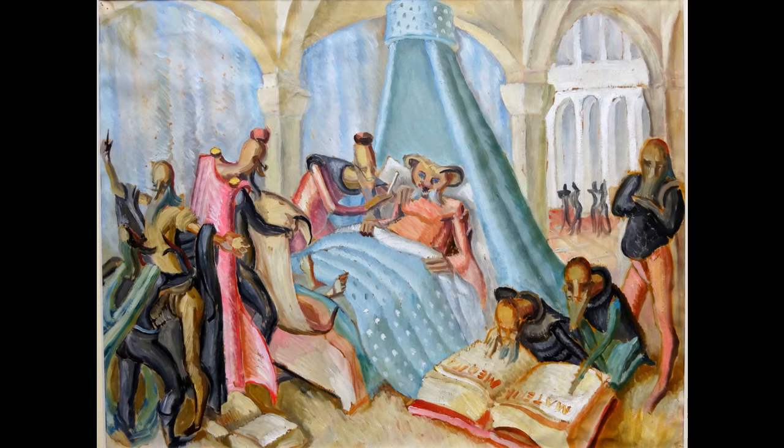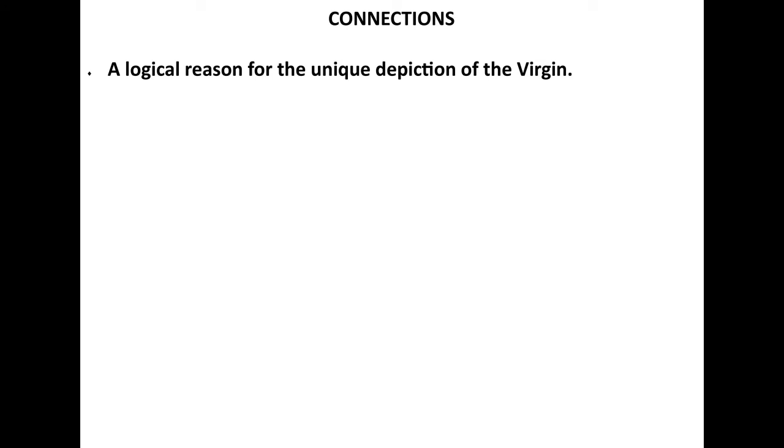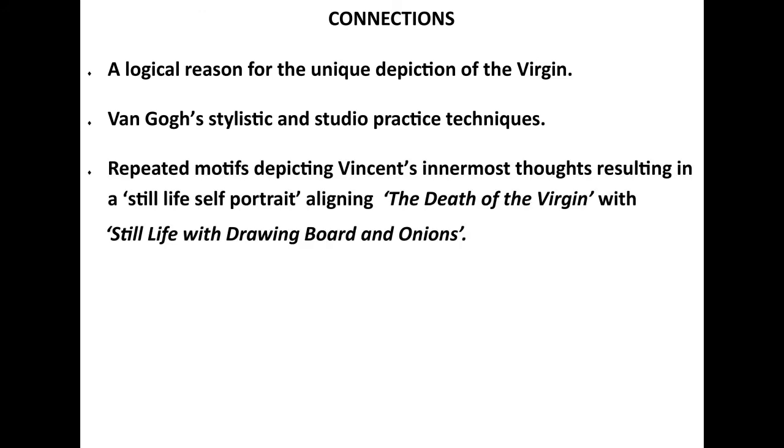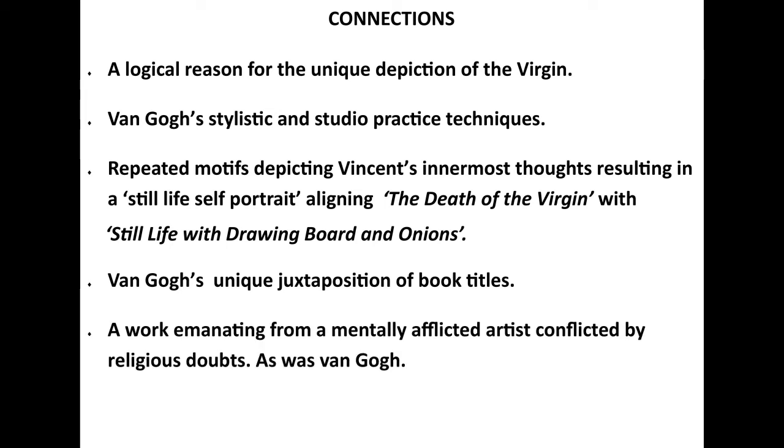Is there a credible argument that any other artist could possibly have had such a reason for depicting the Virgin in this way? On its own, this extraordinary depiction is a powerful connection to Van Gogh. But combined with Van Gogh's stylistic and studio practice techniques and the methodical use of repeated personal motifs resulting in an expressionist still life portrait, this reveals a thought process unique, I believe, to Van Gogh. And the expressionist juxtaposition of book titles, again unique to Van Gogh. And we have a work emanating from a mentally afflicted artist torn apart by religious doubts, as was Van Gogh.